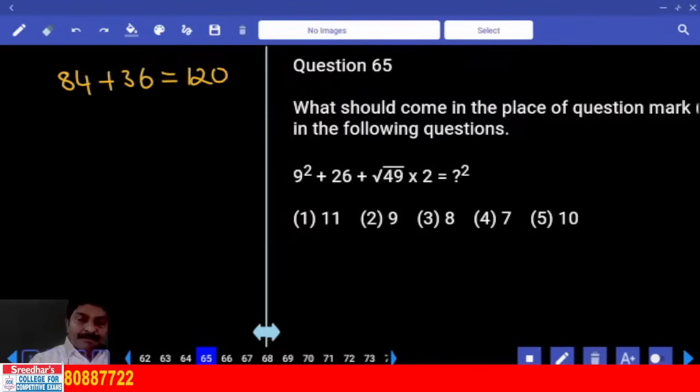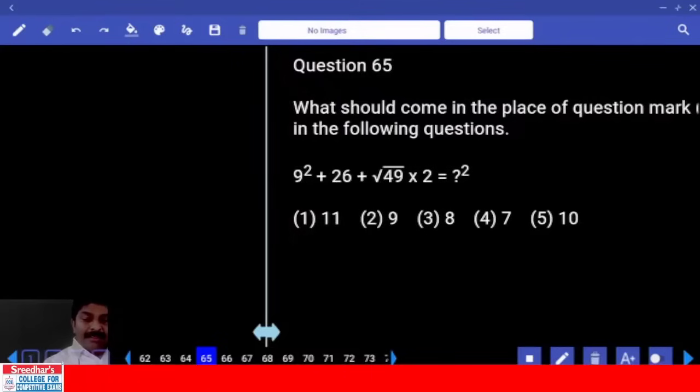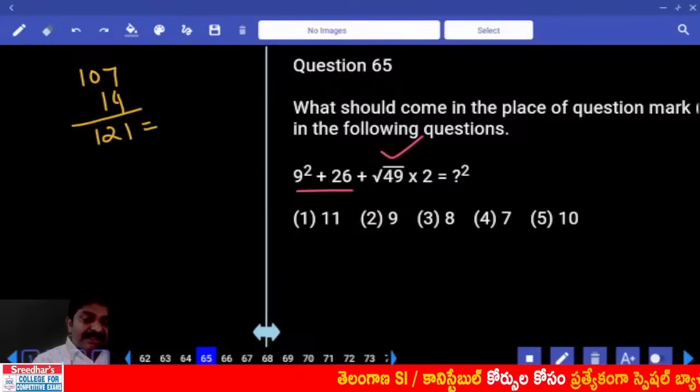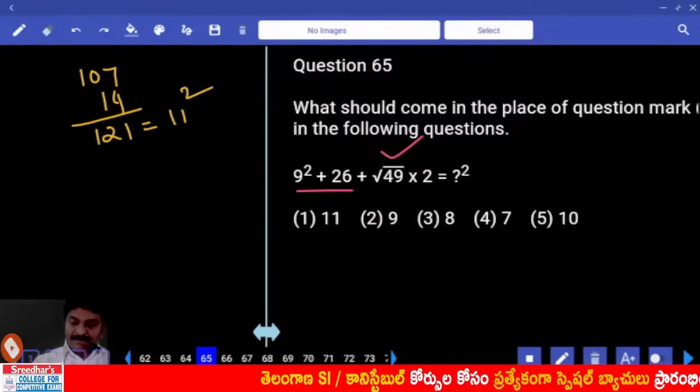9 square. 81 plus 26. Under root of 49, 7 into 2. Sum of both the numbers is which number square? 11 square.